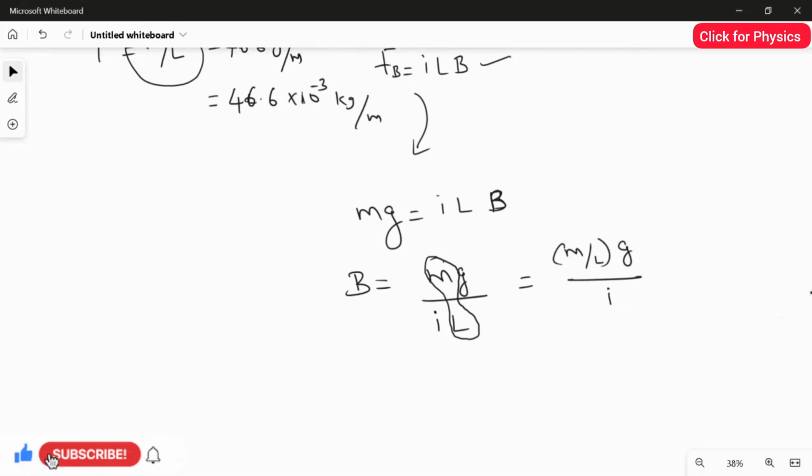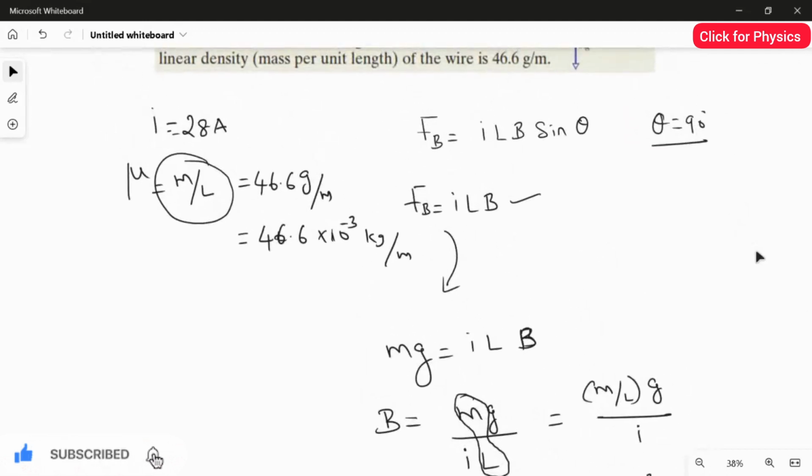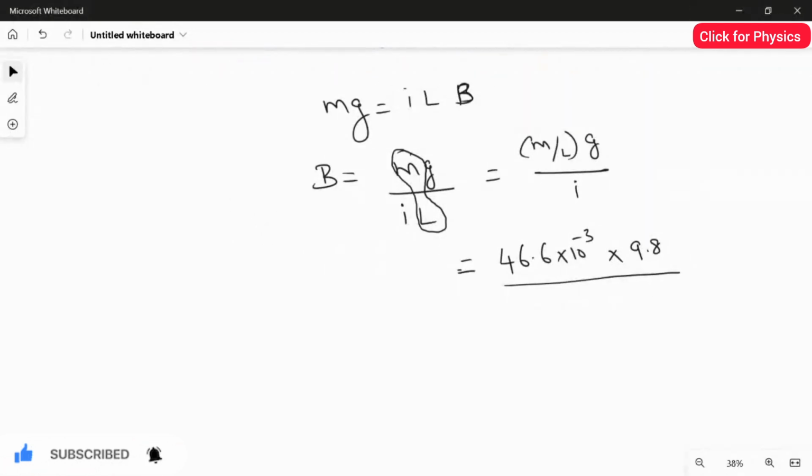So now I'm going to substitute the values. The linear density value is 46.6 multiplied by 10 power minus 3, and the g value is 9.8, divided by the current value. I think they gave it as 28 ampere, right? So 28 ampere for the current. I have to substitute 28 here. So let's see what is the answer for the magnetic field. 46.6 times 10 power minus 3 multiplied by 9.8 divided by 28.